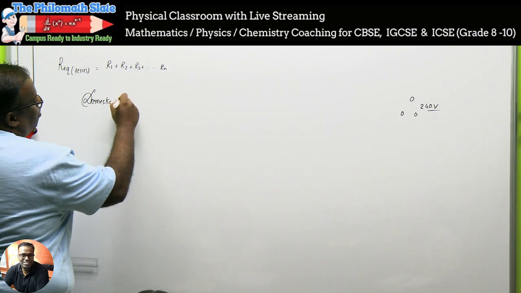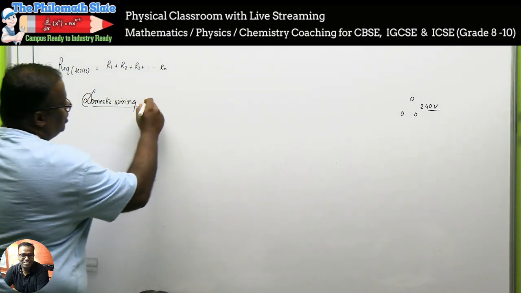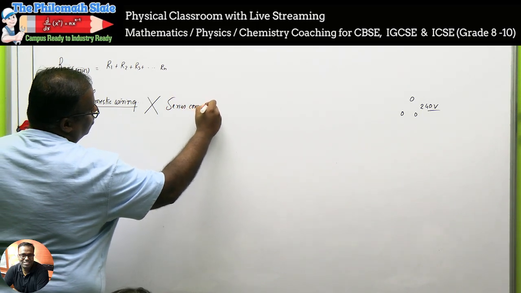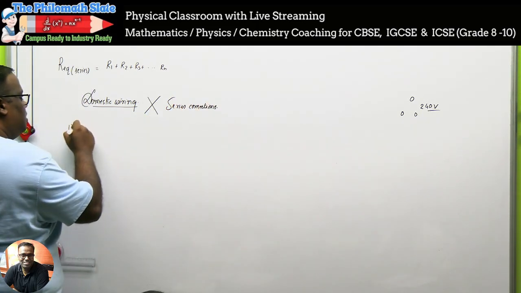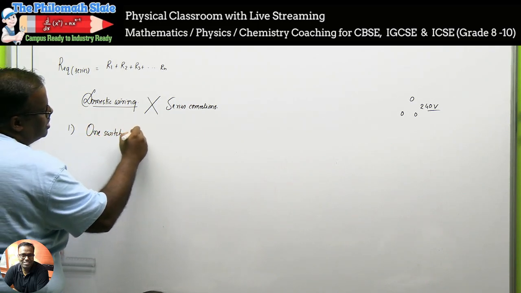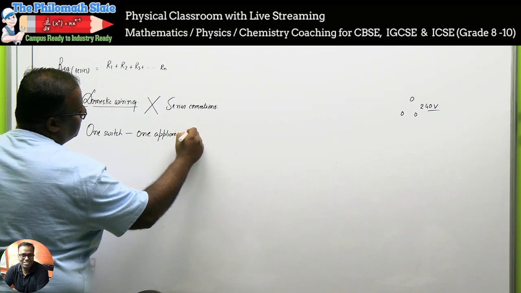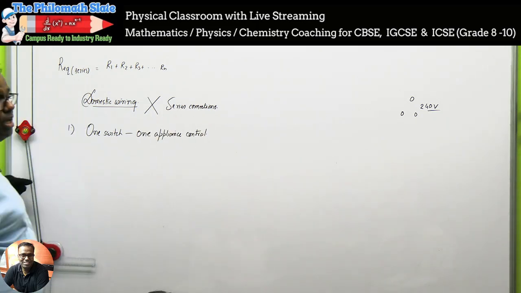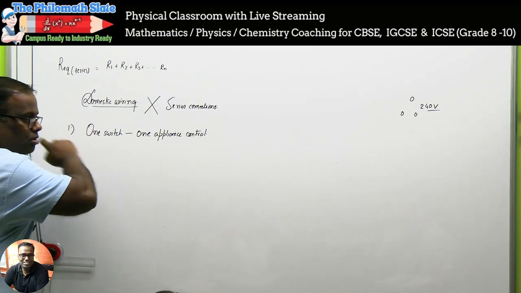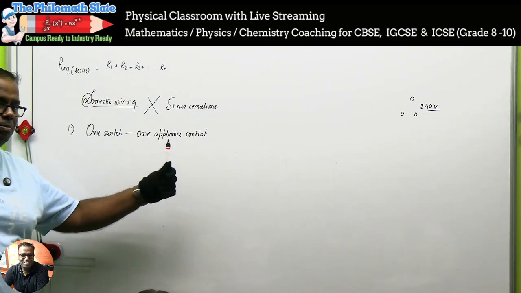Domestic wiring. How is domestic wiring done? And do we prefer series in domestic wiring or not? In domestic wiring, we do not do series connections. Number one, in domestic wiring what we always want is one switch, one appliance control. Remember, this is electrician's language. If you switch off that network which I had just drawn, अगर आप सिर्फ किचन को ऑफ करोगे, सब ऑफ हो जाएगा. घर में ऐसा होता है. Have you understood? One switch, one appliance control.